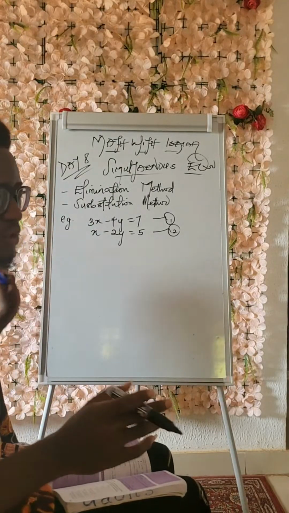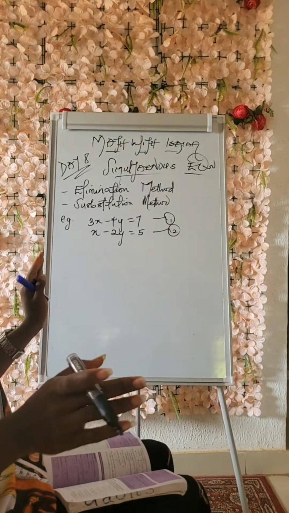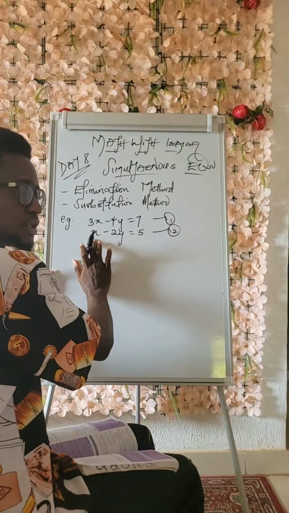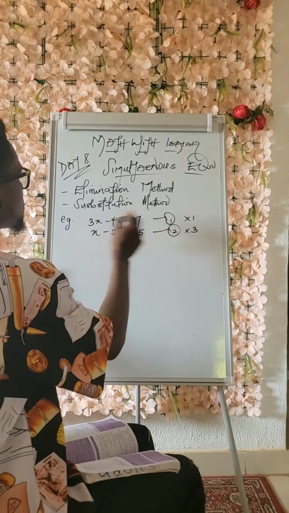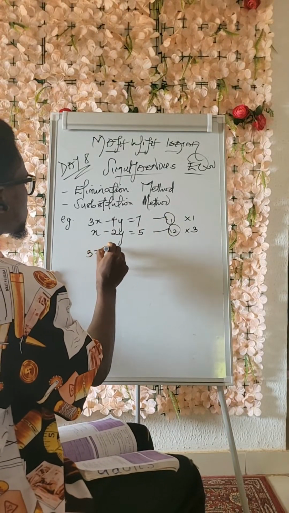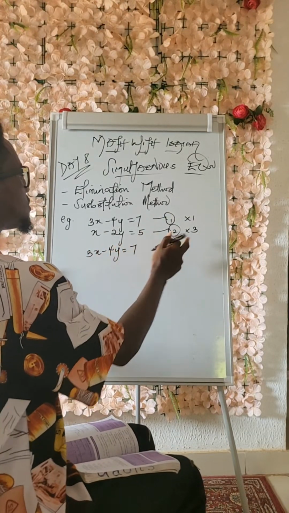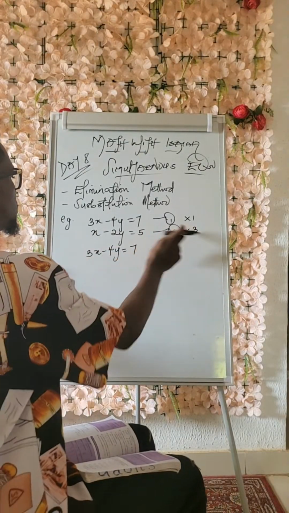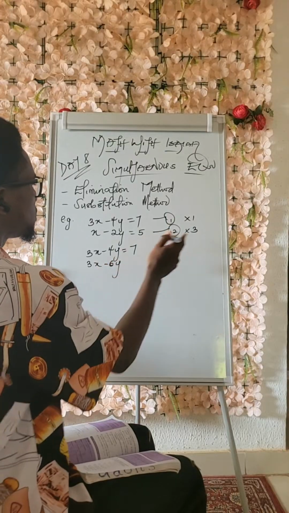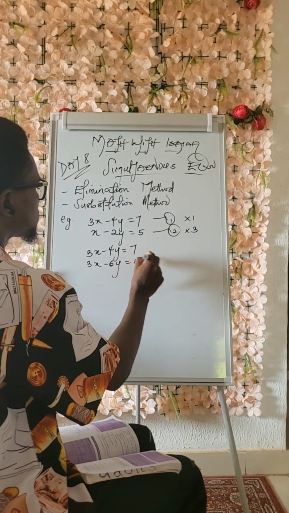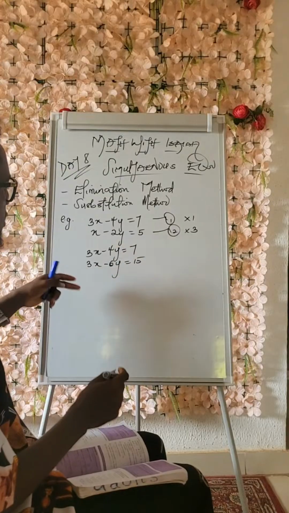But you just have to pick the one that you want to eliminate. Anyone, you can eliminate anyone. But I'm dealing with x for now. So multiply this by 3, multiply this by 1. So what do we have? Still have 3x minus 4y equals 7. Now multiply this. 3 times x is 3x, 3 times 2 is minus 6y, 3 times 5 is what? 15. So what's next? Subtract.